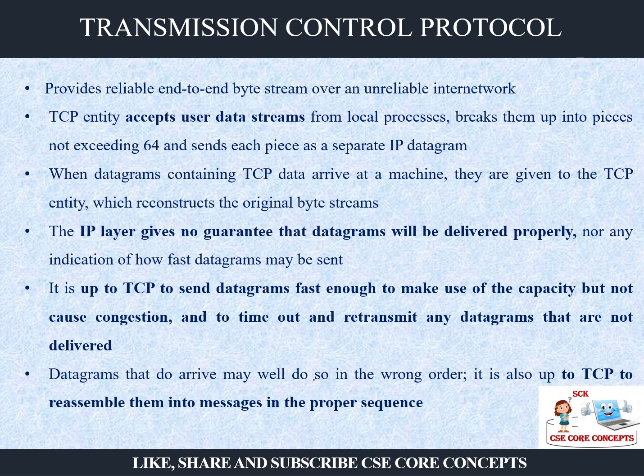So TCP will send datagrams fast enough so as to make use of the capacity. TCP will control the flow. Understood? So that you are not underutilizing the bandwidth, with the bandwidth idle for a long time. It is going smoothly. Neither are you sending very, very fast so as to cause congestion. So this flow control is with the TCP. And to time out and retransmit in case of any time out of the packet, then you have to retransmit the packet. So who will check on this? The TCP protocol will check on this.